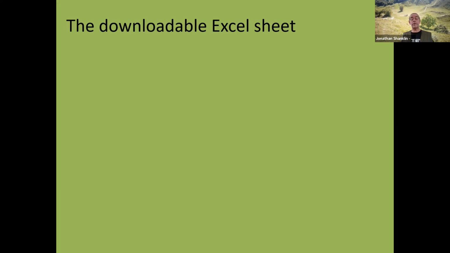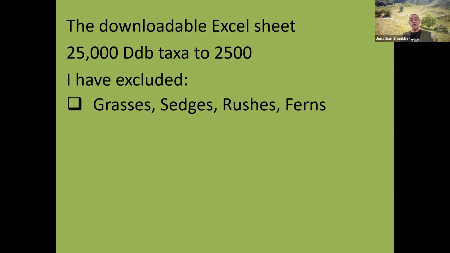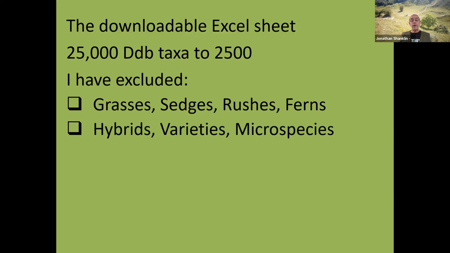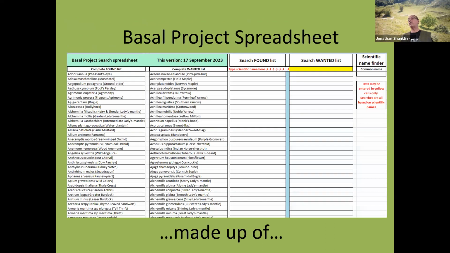I didn't know Excel could do this sort of stuff. A friend gave me an Excel sheet of the DDB taxa of 25,000. I looked at it and thought, I'm never going to get that lot. But apart from that, a lot of them just cannot be identified, can they? There's a lot of things that cannot be identified at a juvenile stage. So I've excluded grasses, sedges, rushes and ferns, hybrids, varieties and microspecies, some rare trees, and submerged aquatics. So then I've got it down to basically 2,500 taxa.